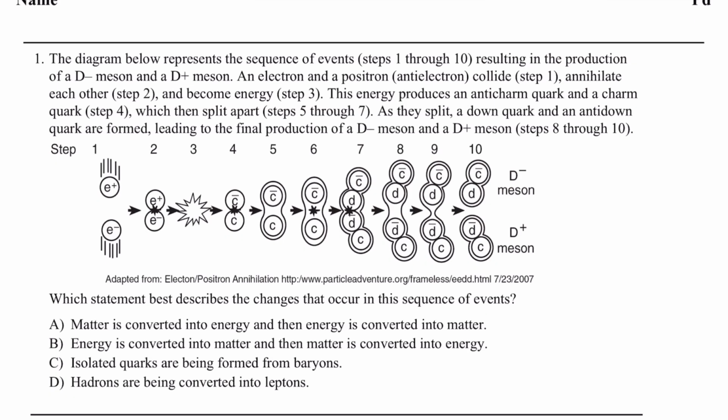So this question seems hard, but it's just asking us about what's happening in the sequence. So in the first step, an electron and a positron collide. So that's matter colliding. Then after they collide, they become energy. So matter is converted into energy. Then after that, two quarks are produced. This question seems difficult, but it's actually really simple. It tells you right there that matter is being converted into energy, then back into matter. So this is choice A.